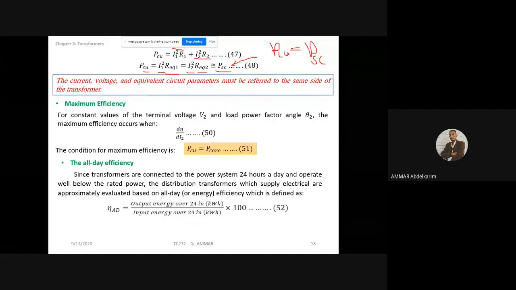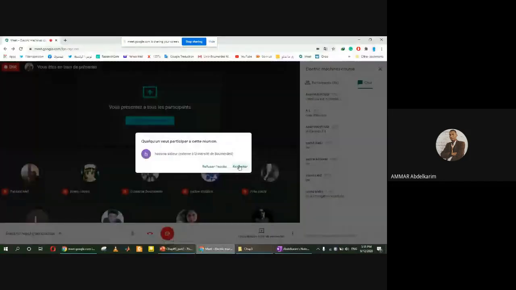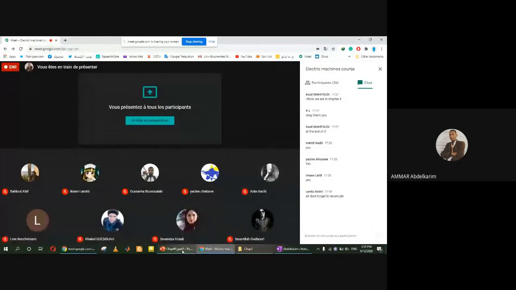Okay, this is a remark. The current, voltage, and the equivalent circuit parameters must be referred to the same side of the transformer. Of course, we work with the primary or we work with the secondary. We don't mix. Okay, this is concerning the meaning of efficiency. I think those concepts are simple because they are just a direct application.